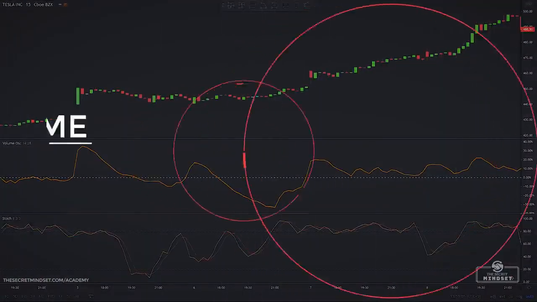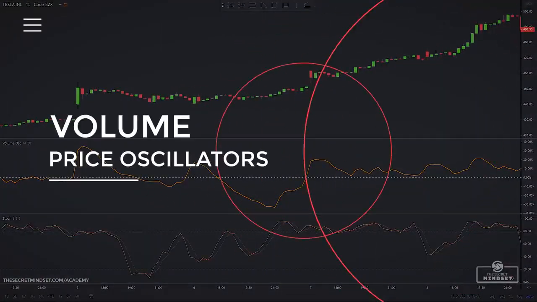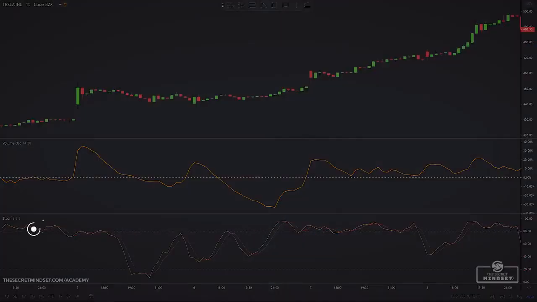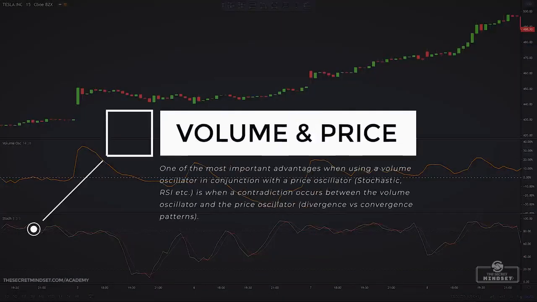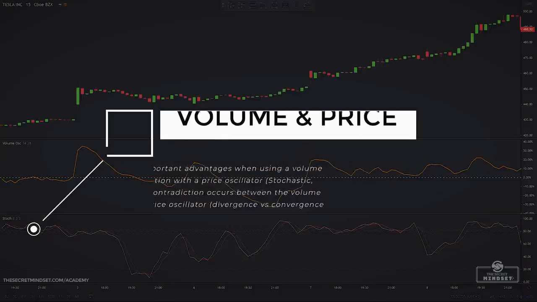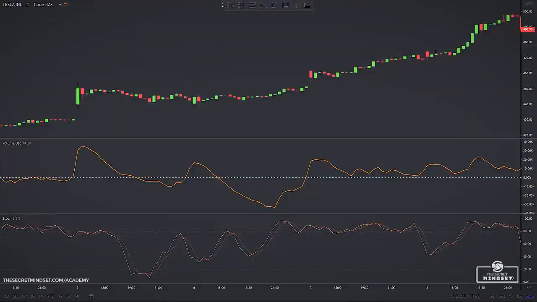One of the most important advantages when using a volume oscillator in conjunction with a price oscillator, such as stochastic or the RSI, is when a contradiction occurs between the volume oscillator and the price oscillator. Such contradictions are known as divergences or convergences between indicators. In this chart, you can see an example of a contradiction between the stochastic and the volume oscillator.